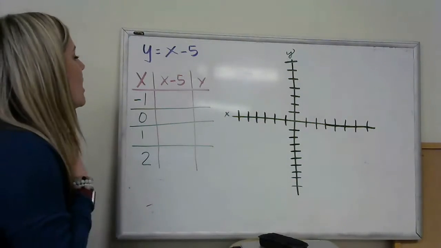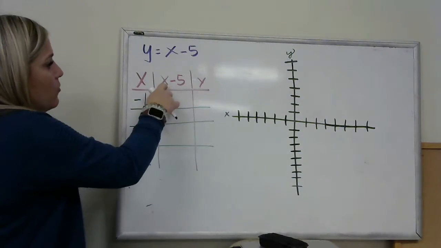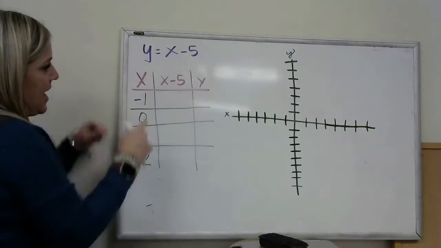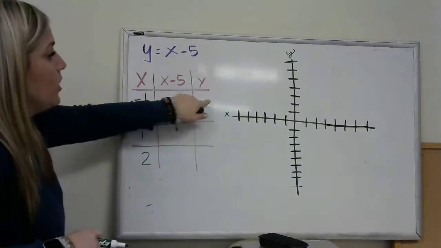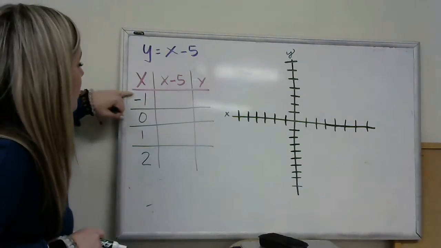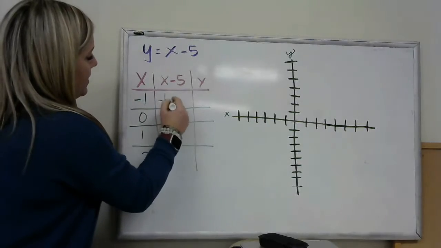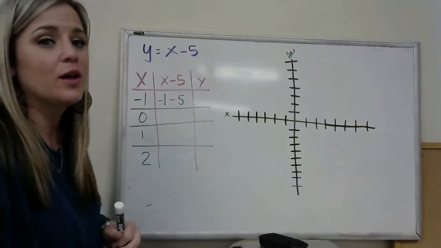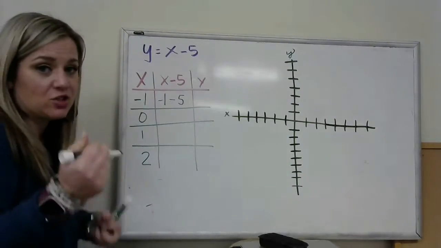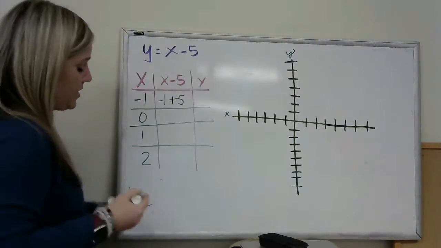All right, so what we're going to do is plug in -1 for x right here. Because, see, this is x's. So that means -1 in for x, and we'll get a y coordinate. And then we can graph these, okay? So -1 minus 5. And we all know the rule. If you're subtracting integers, you can change your subtraction to addition, change the sign of the next number.